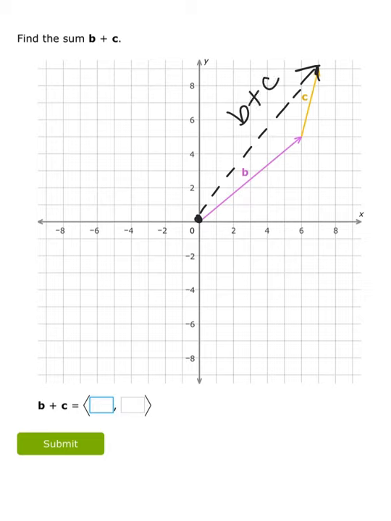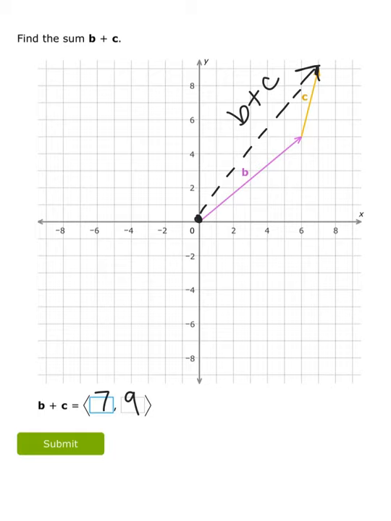And then all we need to do is write the component form of this vector. So remember, component form, the very first number is your horizontal change, and the second number is your vertical change. So if this vector started at 0, 0, I can tell that it moved right, or horizontally, 7 units, and vertically, or up, 9 units. So my resultant vector, or the sum, would be 7, 9. Okay, that's how you look at it graphically.